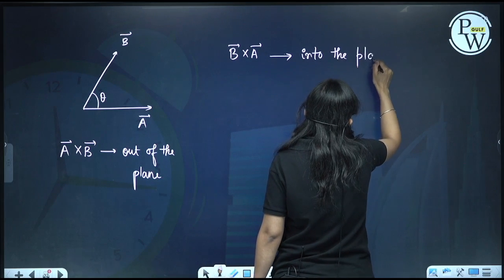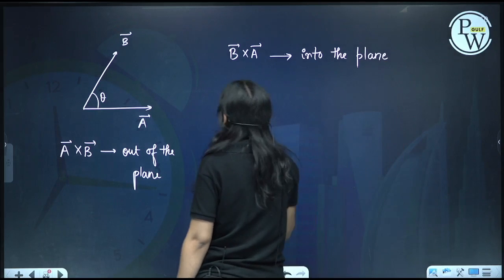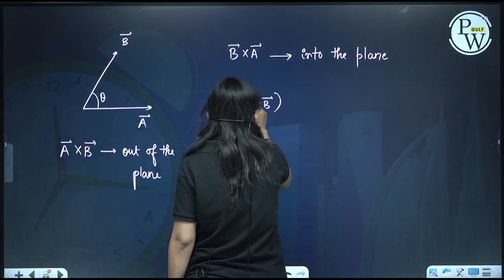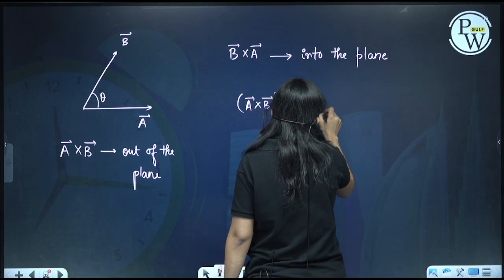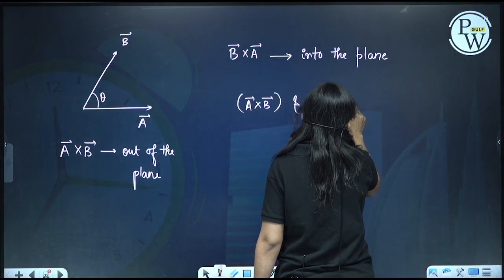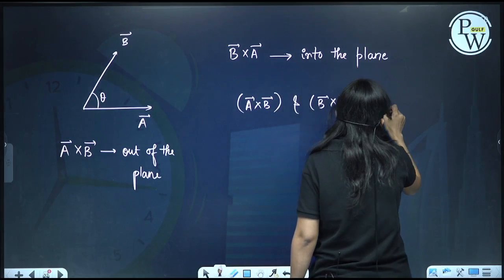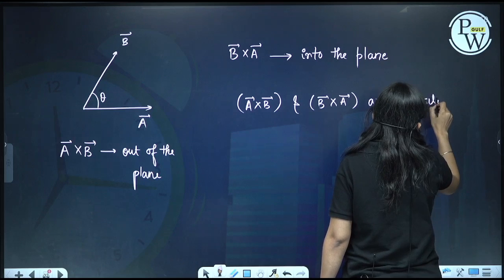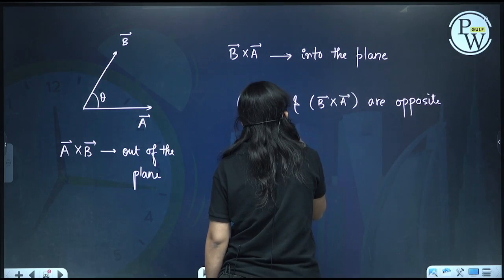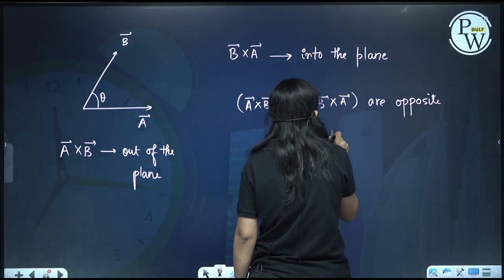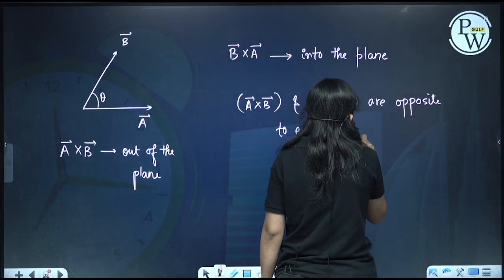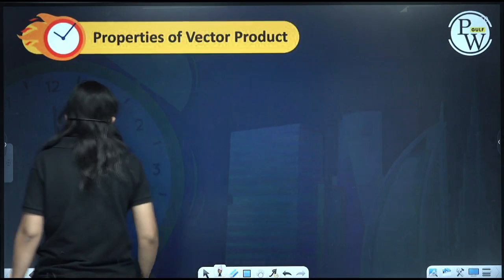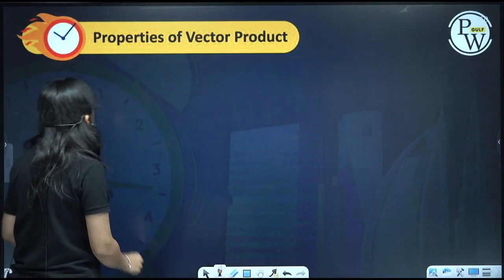So A cross B and B cross A are opposite to each other. They point in the opposite direction. Okay. Now let's study properties of vector product.